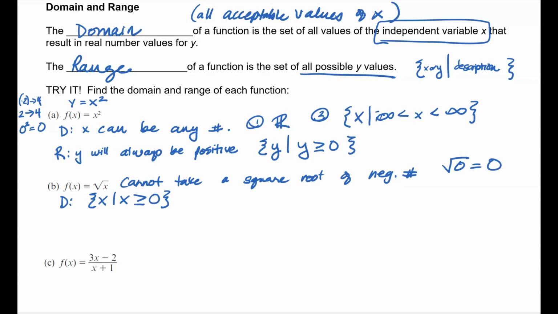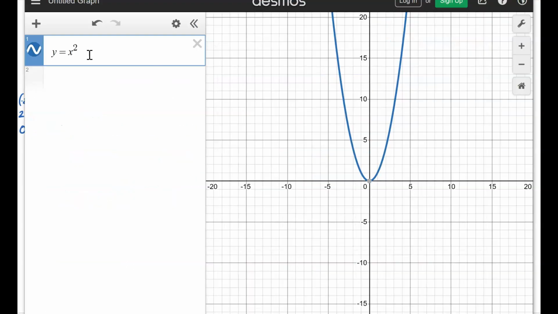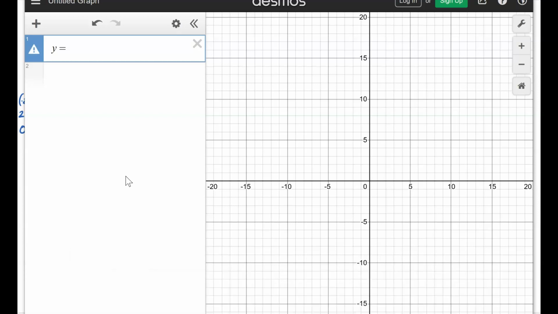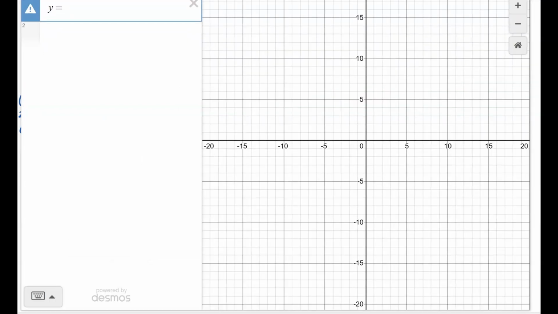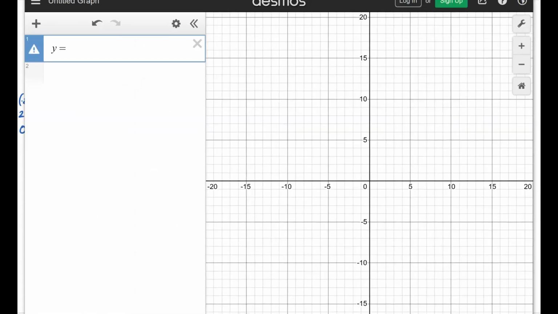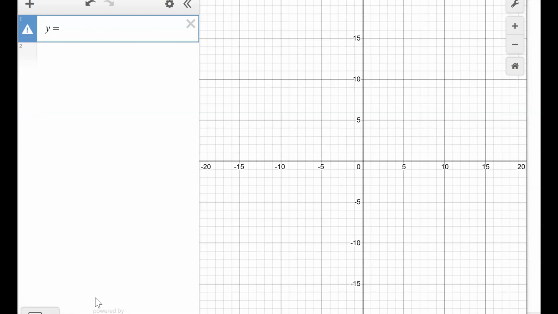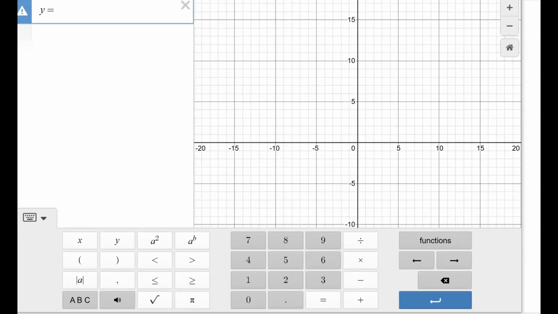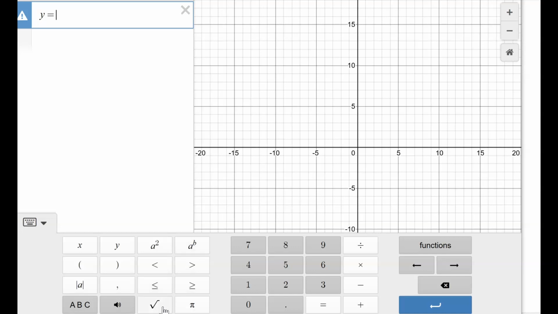You know what, let's go to Desmos real quick and look at this picture. For square root of x, I'm going to erase this last one and find the square root. Sorry about that, it likes to resize itself. I'm clicking on the keyboard here, and there's a square root button at the bottom right. I'm going to click on that. So I'm going to do square root of x, and there's our graph.